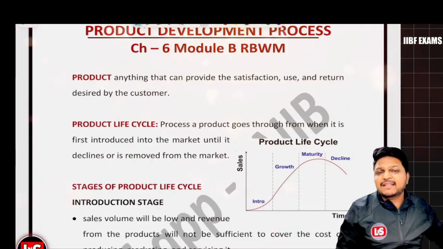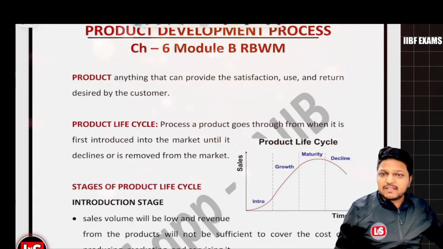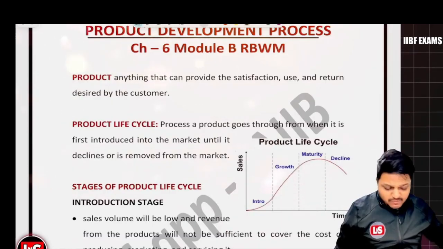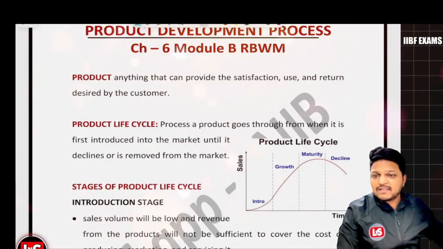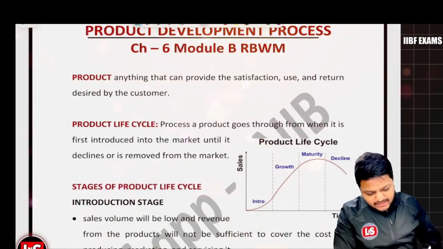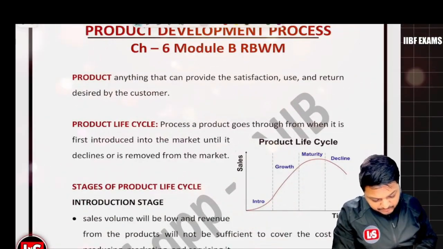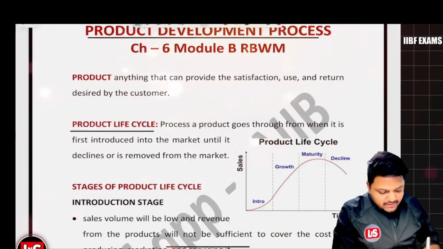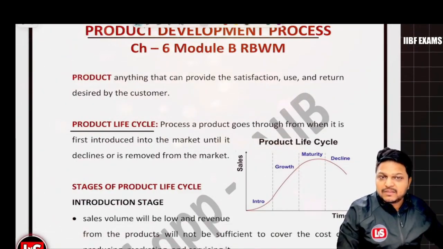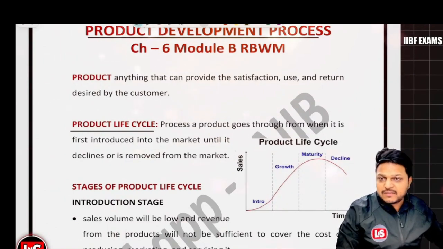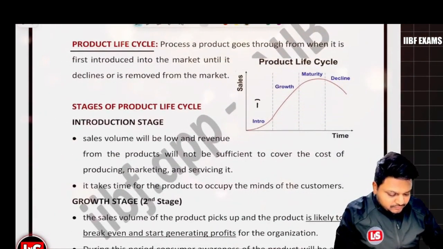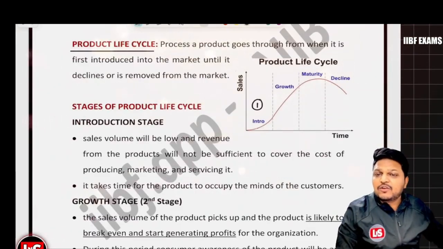So a product is anything that delivers satisfaction, that is utility, that is benefit, and whatsoever return is desired by the customer, if that is being given, that is said to be the product. And under the product, we have the PLC, that is the product life cycle. When a product is there, it goes through different levels, different stages. Like stage one is the introduction stage.